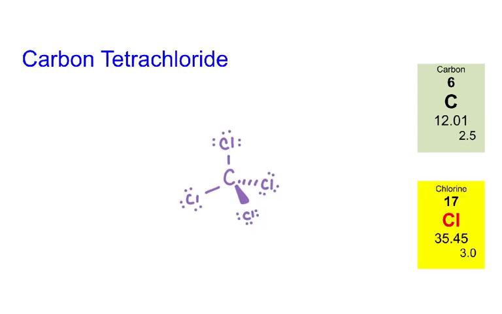Carbon tetrachloride also has a tetrahedral shape and is symmetrical. The molecule has four polar bonds, and the electrons are pulled more towards the chlorine. However, the symmetry of the molecule means there's no overall polarity. The molecule has polar bonds, but it is a nonpolar molecule.